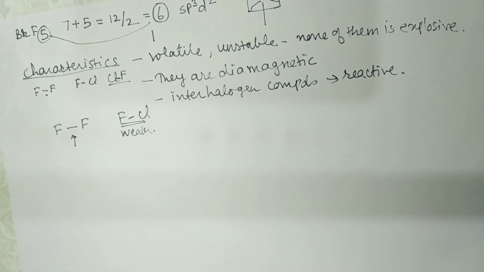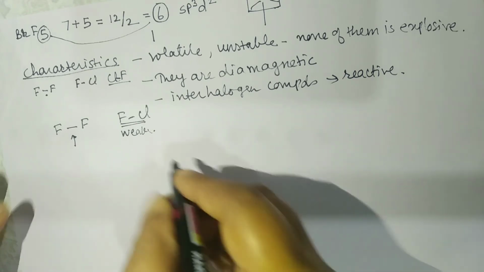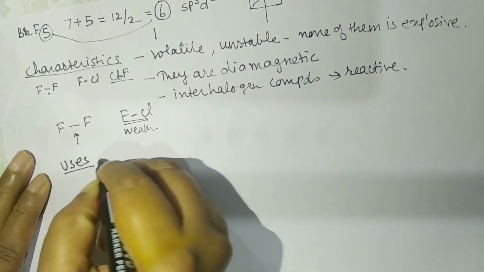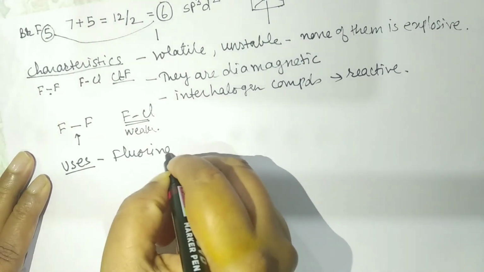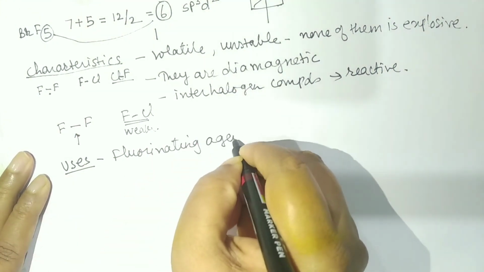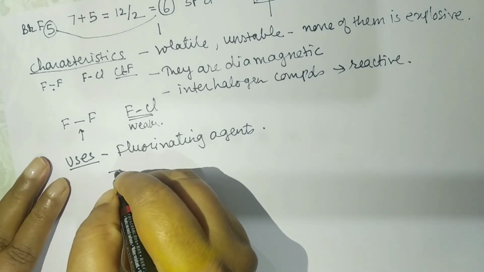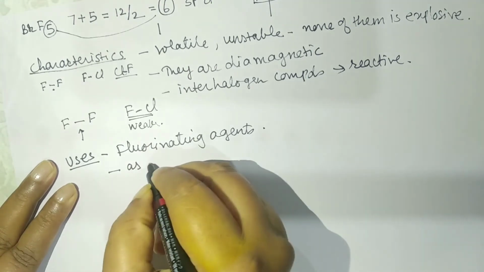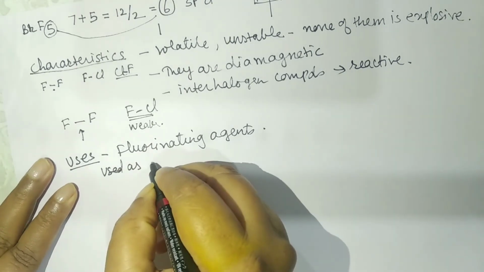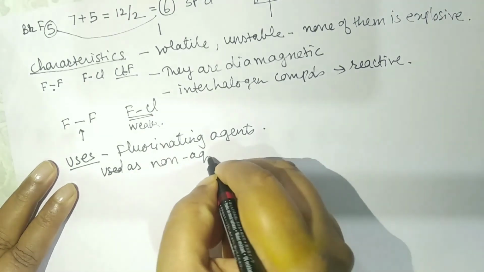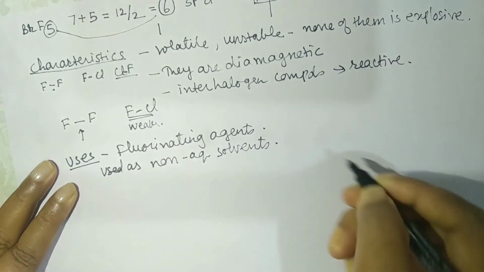Interhalogen compounds are also used as fluorinating agents. So, we will come to the uses of this. Because of this reactive nature, they are strong fluorinating agents. So, let us see the uses of interhalogen compounds. The first, as I said, is that they are used as fluorinating agents. They are also used as non-aqueous solvents for most of the reactions.